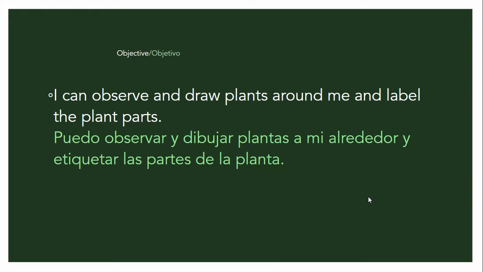Our objective today is that we can observe and draw plants around us and label the plant parts. Repeat after me. I can observe and draw plants around me and label the plant parts. Great job!